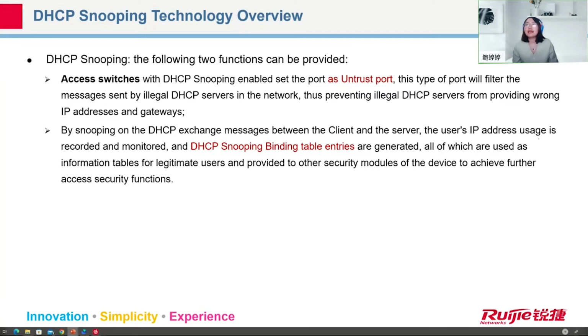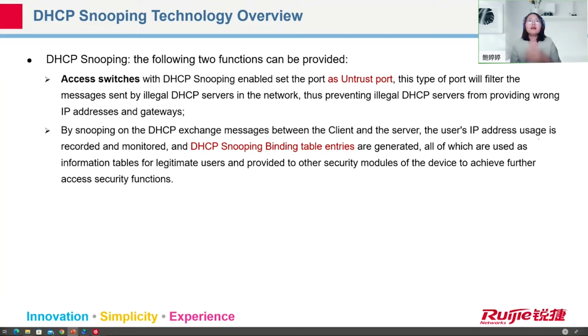So in this scenario, when the access switch receives the offer message, it only accepts traffic from the trusted interface. All the other information from the untrusted interfaces, it will directly discard. So this is the function if we enable snooping on the access switch. In this scenario, the PC only will receive the correct offer message, and finally it will get the correct information from the normal DHCP server. So this is the first function of DHCP snooping.